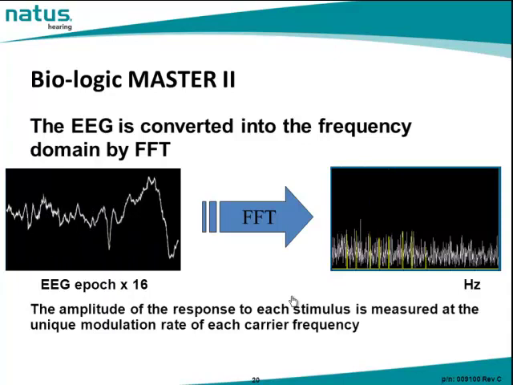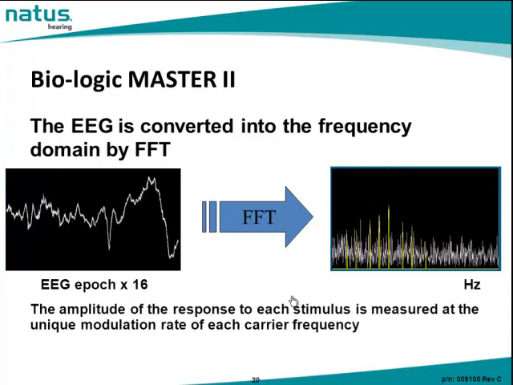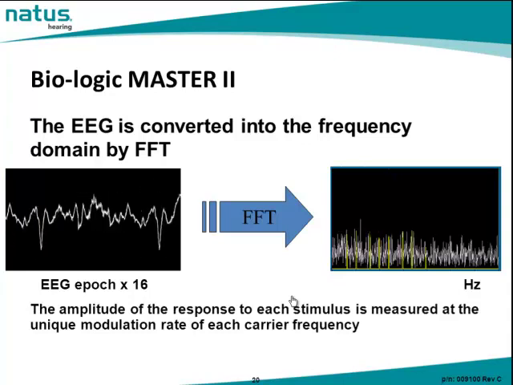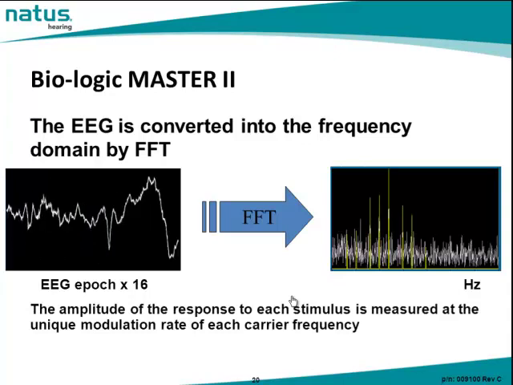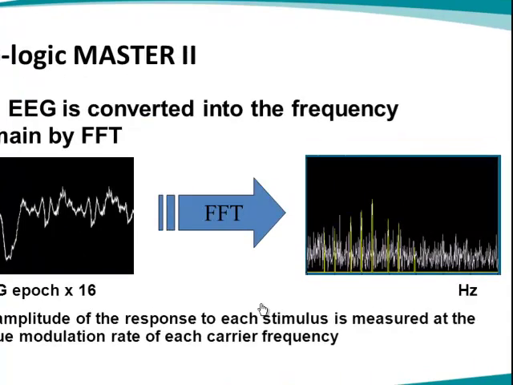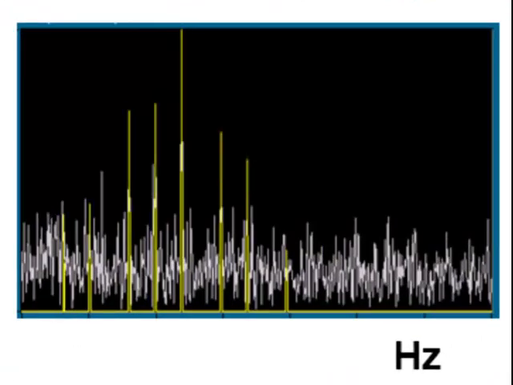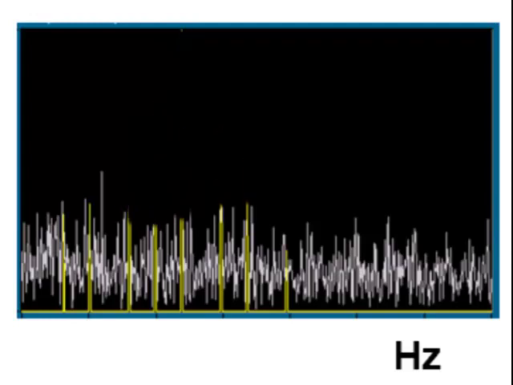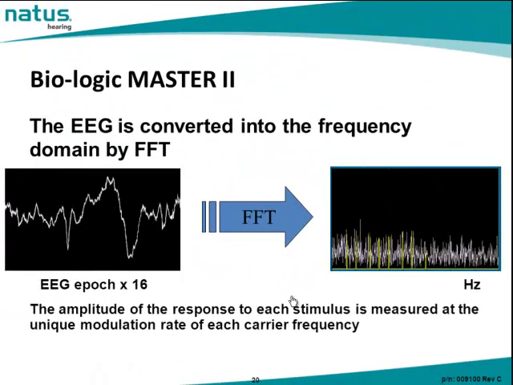In the Biologic Master 2 software, the ASSR is measured by analyzing the frequency content of the incoming EEG signal. In this slide we see an incoming EEG, which is what we're used to looking at with our ABR test, and off to the right we see the amplitude and frequency spectrum of that incoming EEG signal. The yellow spikes that appear on the graph on the right indicate the activity that's present at the modulation frequency of each carrier frequency.